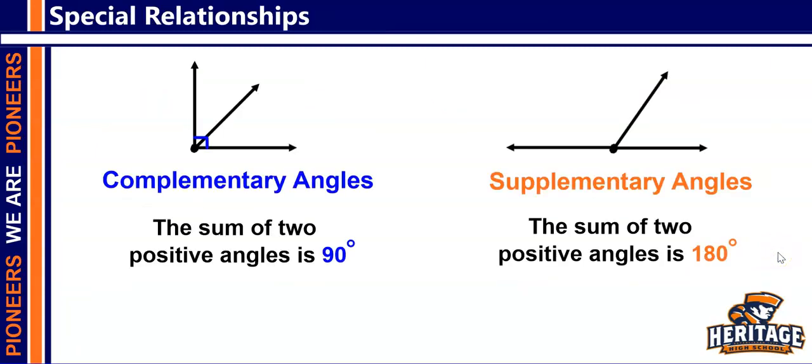When you start manipulating the angles together, if you have a sum of two positive angles being 90 degrees, those will be the complementary angles. And if you have the sum of two positive angles being 180 degrees, those are supplementary angles. They do not have to be adjacent to each other. You may have some situations where they are separated, but if you add them together, they are still complementary or supplementary.